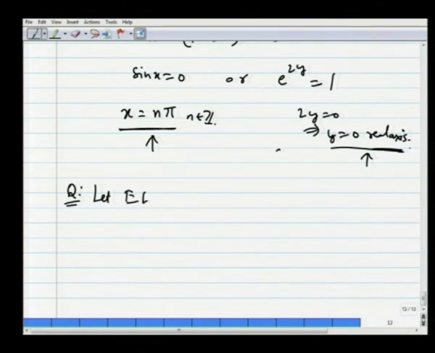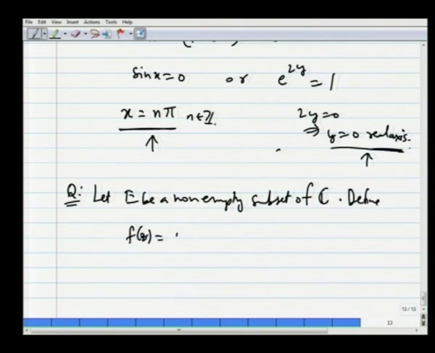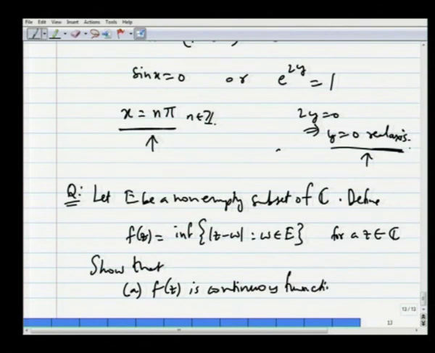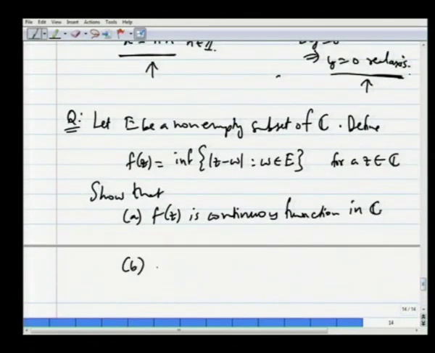Let E be a non-empty subset of C. Define f of z to be the infimum of modulus of z minus w such that w belongs to E. So, the infimum is taken over all the points belonging to E, for a z belonging to C. For a given z belonging to C, you define f of z to be this. Show that (a) f of z is a continuous function on all of C, and (b) show that f of z is 0 if and only if z belongs to the closure of E.